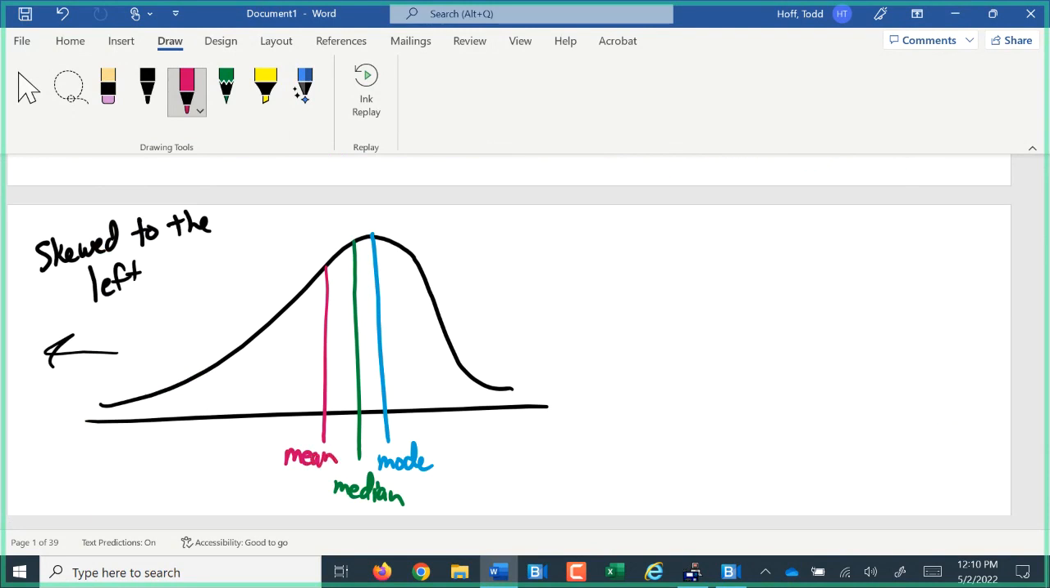So when we're looking at a data set, if the mean is smaller than the median, that tells us there's a good chance that data set is skewed to the left. Well, this is what we saw with set A. The mean was smaller than the median. We had a mean of 11, median of 12.